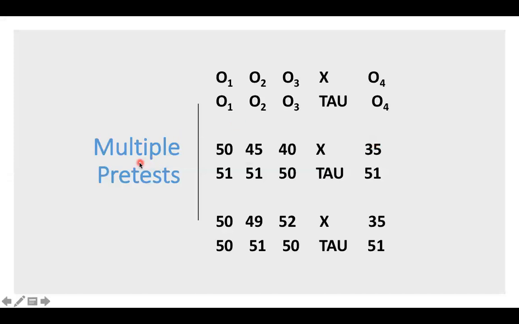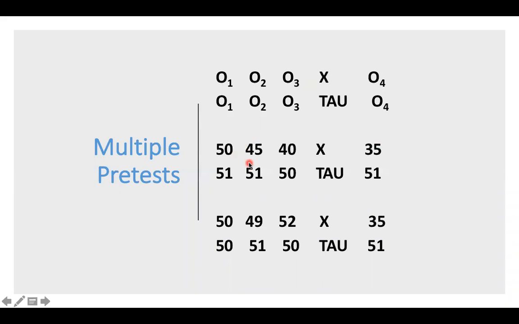In multiple pretests, what happens is, again, this is your treatment group, this is your control group. You do multiple pretests before your intervention. So this is the intervention and then your post-test. The same thing in the control group. So multiple pretests, treatment as usual, and then your post-test. Why am I doing multiple pretests? You will understand in a minute.